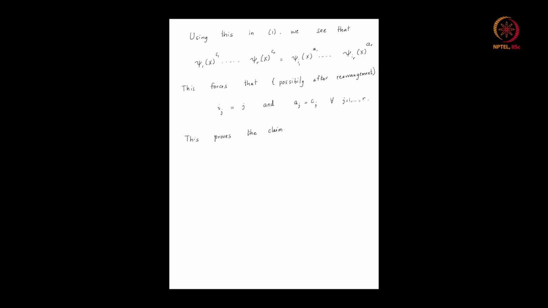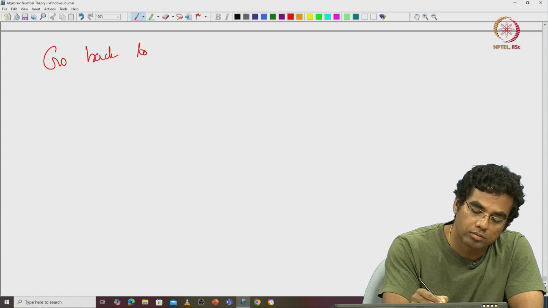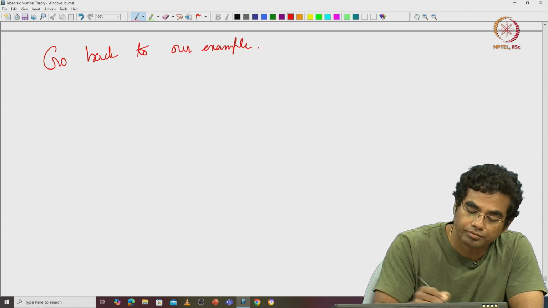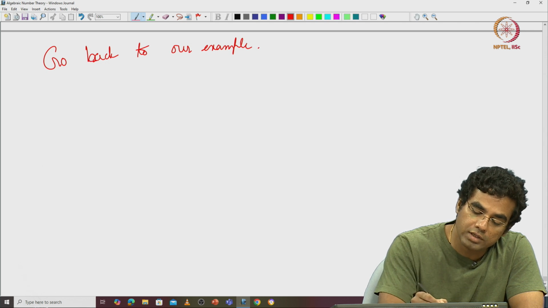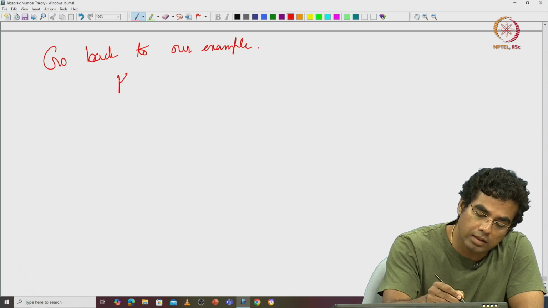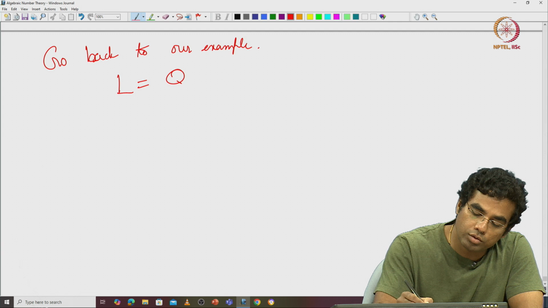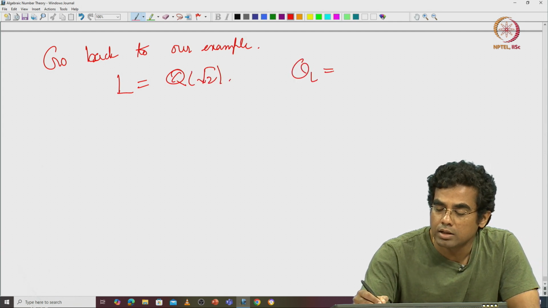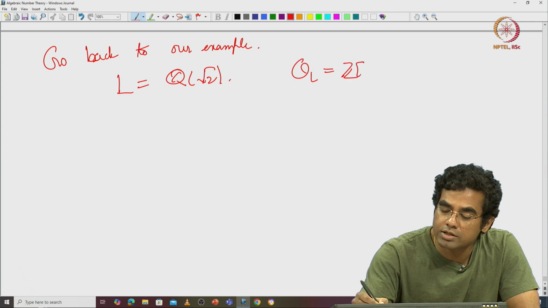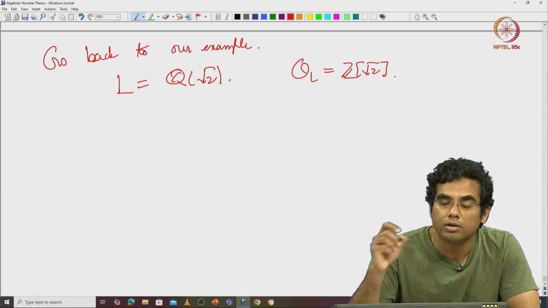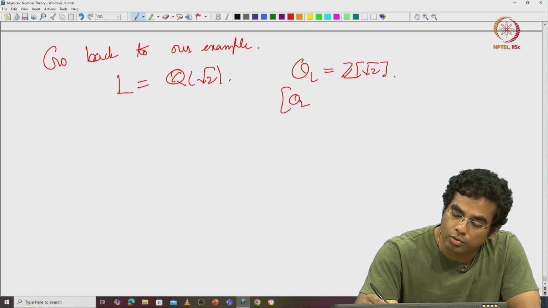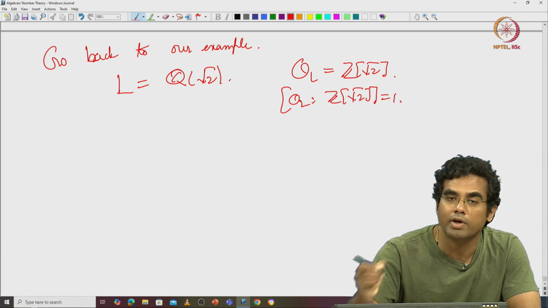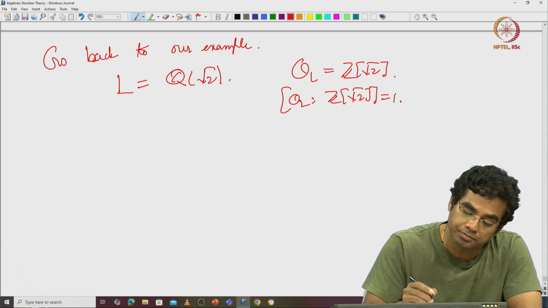So, go back to our example. What do we have in this case? We have L equal to Q(√2). Not only that, we have O_L equal to Z[√2]. And so the index of Z[√2] in O_L is actually 1, so we are not excluding any primes.